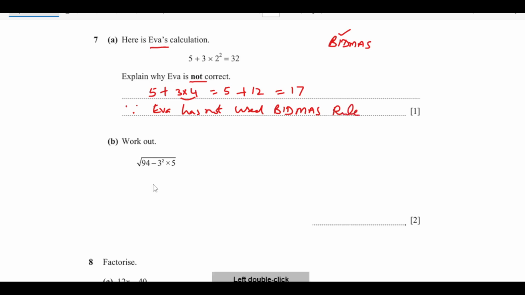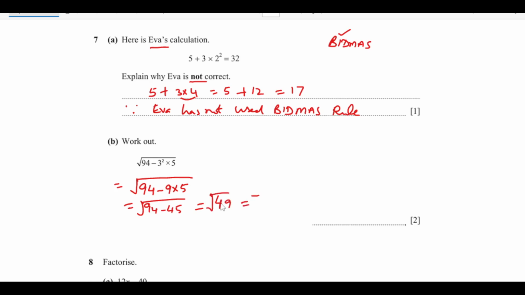Okay, now work out this. So here we have the square root of 94 minus 3 times 3, which is 9, times 5, which is 45. 94 minus 45, so subtract it. 94 minus 45 is 49, and the square root of 49 is 7. So the final answer is going to be 7. Right. Now let's see the next question.